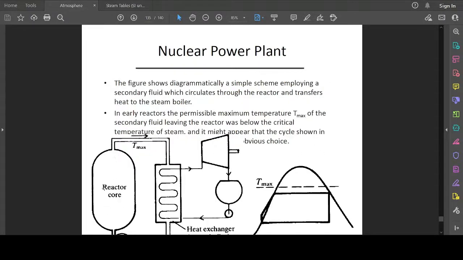So it's the secondary fluid being here, which we now pass through these heat exchangers, the liquid obviously here being water. The secondary fluid passes through here at a Tmax which is below the critical temperature of steam, and as it goes through the shell of the heat exchanger, it baths the tube, therefore transferring the heat to the steam, and the saturated liquid going in here becomes saturated vapor as it goes into the turbine.